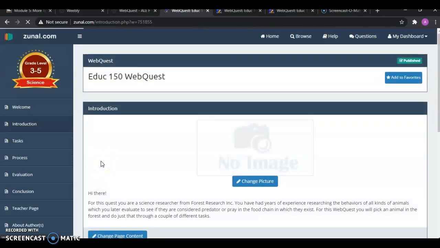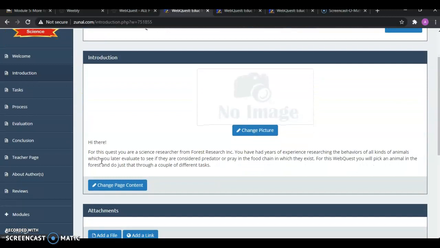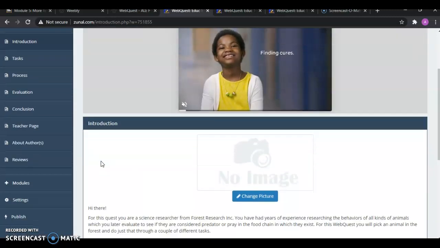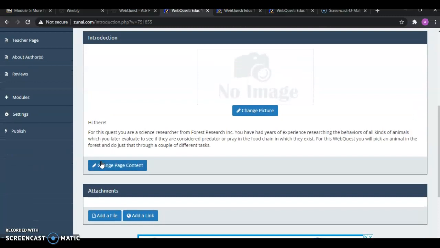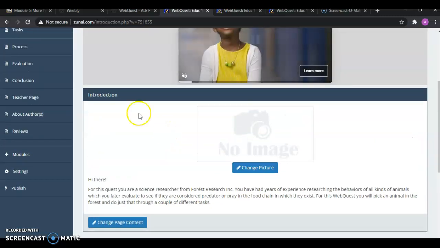Introduction. For this Webquest, they're researchers for Forest Research Incorporated. I give them a little bit of background. They've been doing this for years. They look at what animals do, if they're predator or prey, where they fall in the food chain. And then I explain that that's what they're going to be doing for this Webquest.